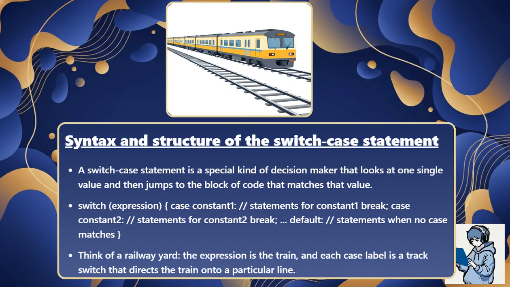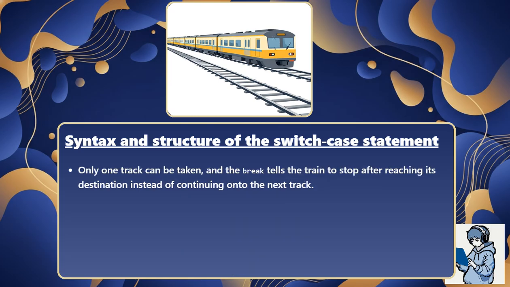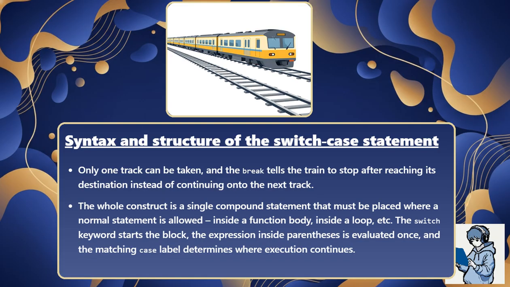Think of a railway yard. The expression is the train and each case label is a track switch that directs the train onto a particular line. Only one track can be taken, and break tells the train to stop after reaching its destination, instead of continuing onto the next track. The whole construct is a single compound statement that must be placed where a normal statement is allowed, inside a function body, inside a loop, etc.